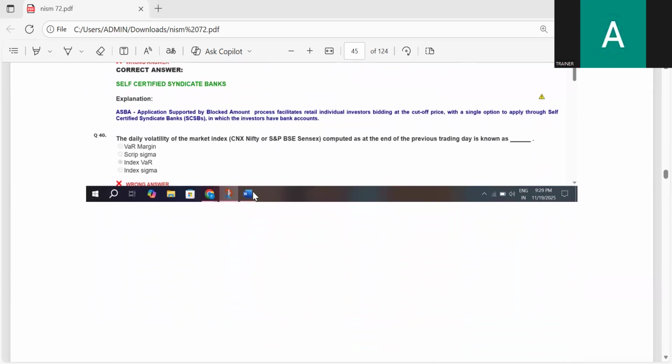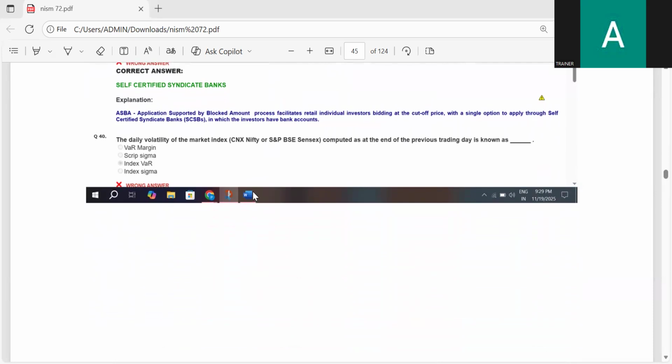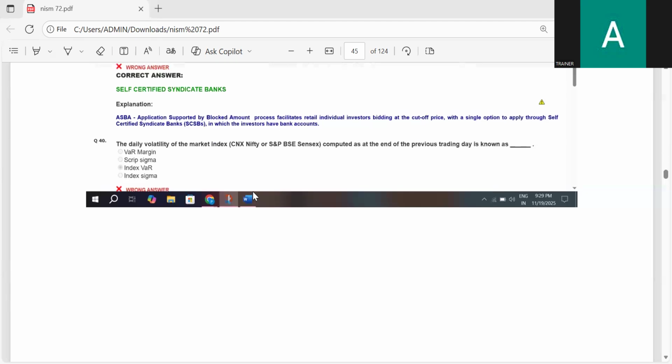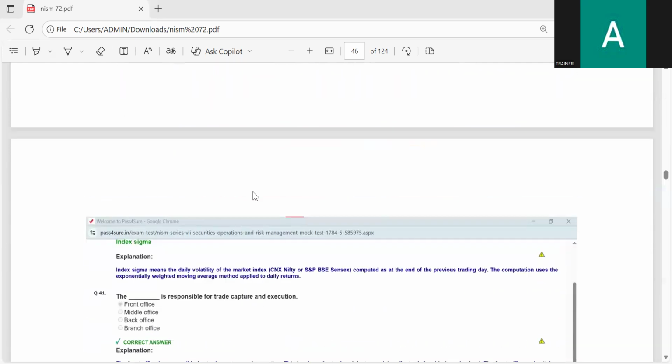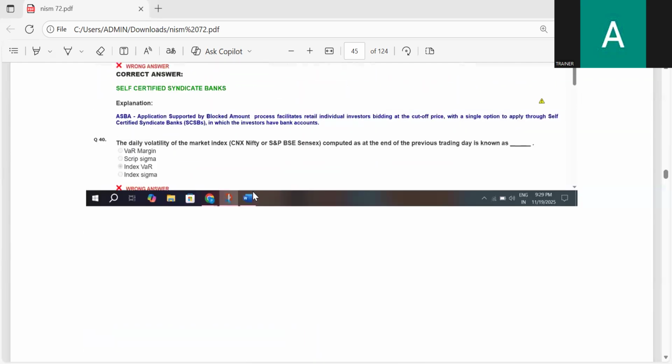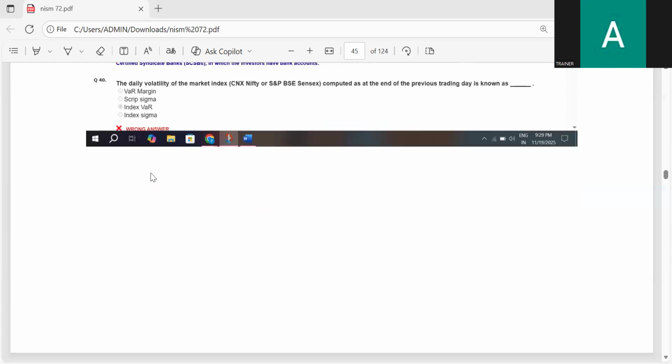The daily volatility of the market index, CNX Nifty or S&P BSE Sensex, computed at the end of the previous trading day is known as index sigma.